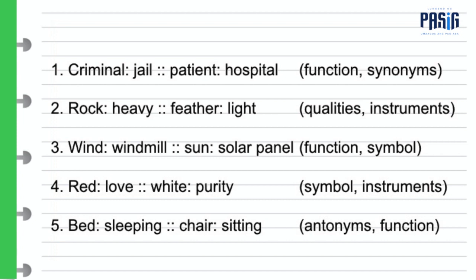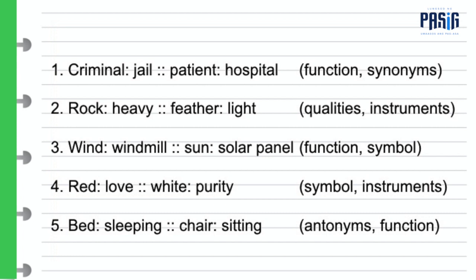Number 4. Red is to love as white is to purity. Is the relationship a symbol or instrument? And number 5. Bed is to sleeping as chair is to sitting. Is the relationship antonyms or function?